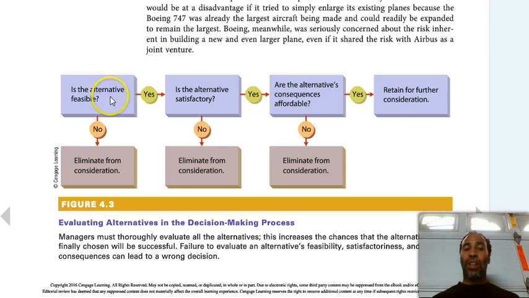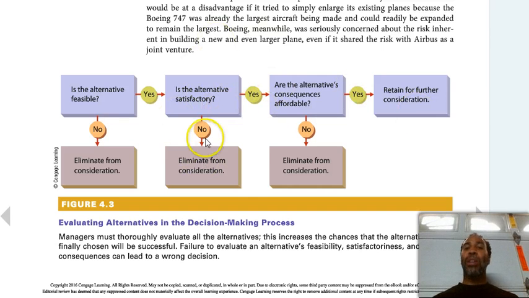So check this out. Another little flow chart. Is the alternative feasible? Yes, then you go this way. If it's no, eliminate from consideration. Right. So I love how this flows. Is the alternative satisfactory? Right. If it's no, eliminate from consideration. If it's yes, are the alternative's consequences affordable? Right. Can we afford it if this happens, in terms of the consequences? If it's no, eliminate it from consideration. If it's yes, remain for further consideration.